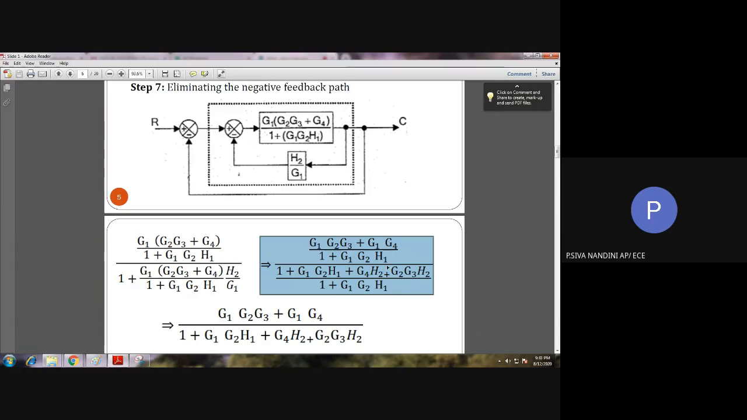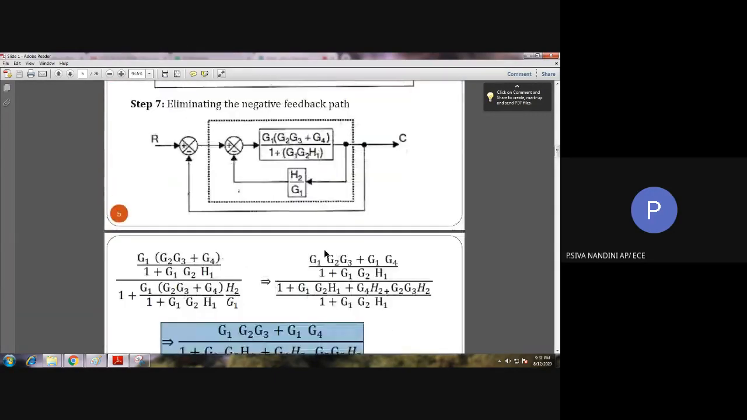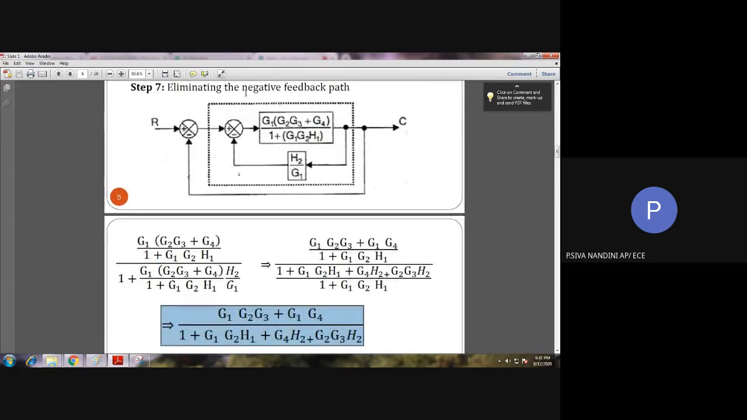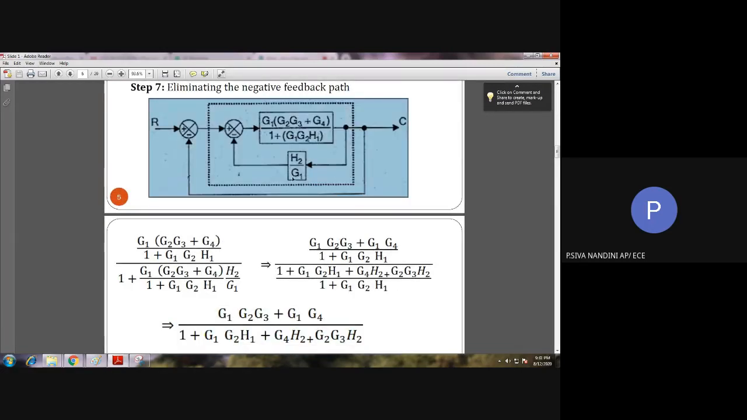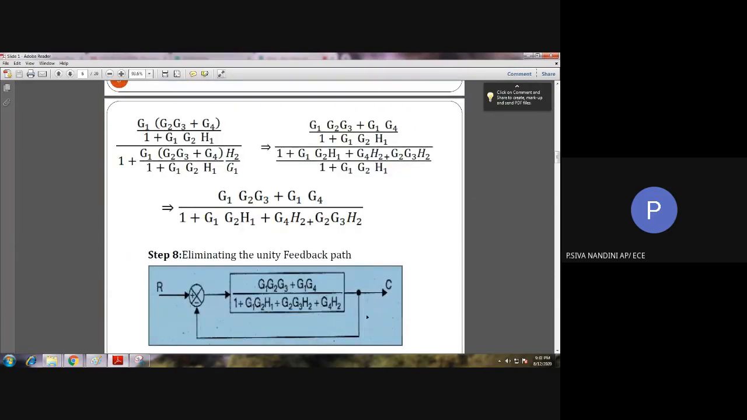Okay. So, see here in the numerator and denominator, we are having 1 plus G1, G2, H4, H1 and 1 plus G1, G2, H1 in common. So, we shall cancel it. Okay. So, the equation is formed like this. So, we can substitute this value instead of this negative feedback loop. Okay. So, by substituting, we obtain this block diagram as shown in step number 8.